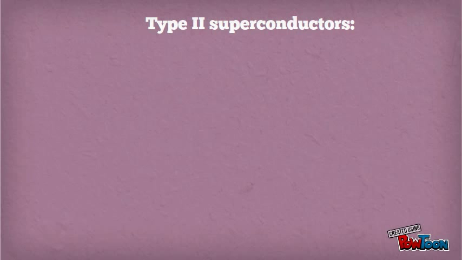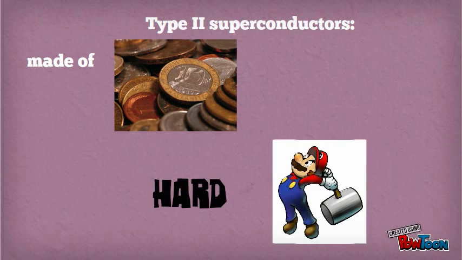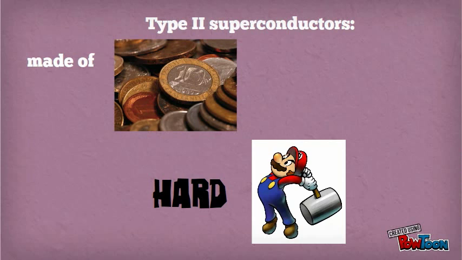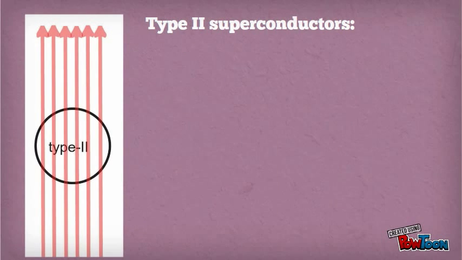A type 2 superconductor is made from alloys. Besides being mechanically harder than type 1 superconductors, they exhibit much higher critical magnetic fields. They usually exist in a mixed state of normal and superconducting regions.